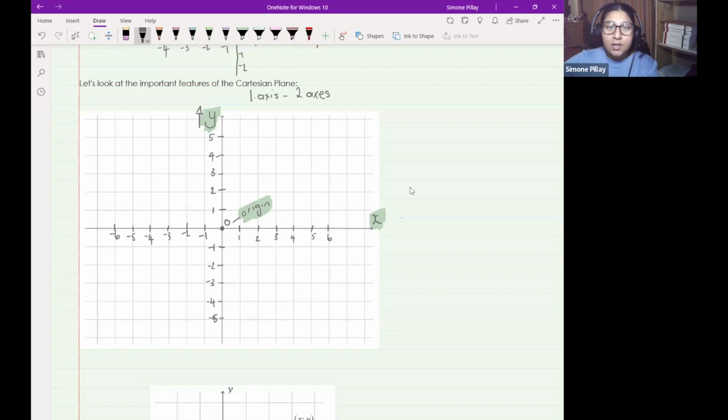We have the origin, we have our x and our y axis, and then on the x and the y axis, we have all of these numbers. We have it numbered like a number line. For my y axis, above 0 is all positive numbers, and below 0 is all negative numbers. For my x axis, to the right of 0 is all positive numbers, and to the left of 0 is all my negative numbers.